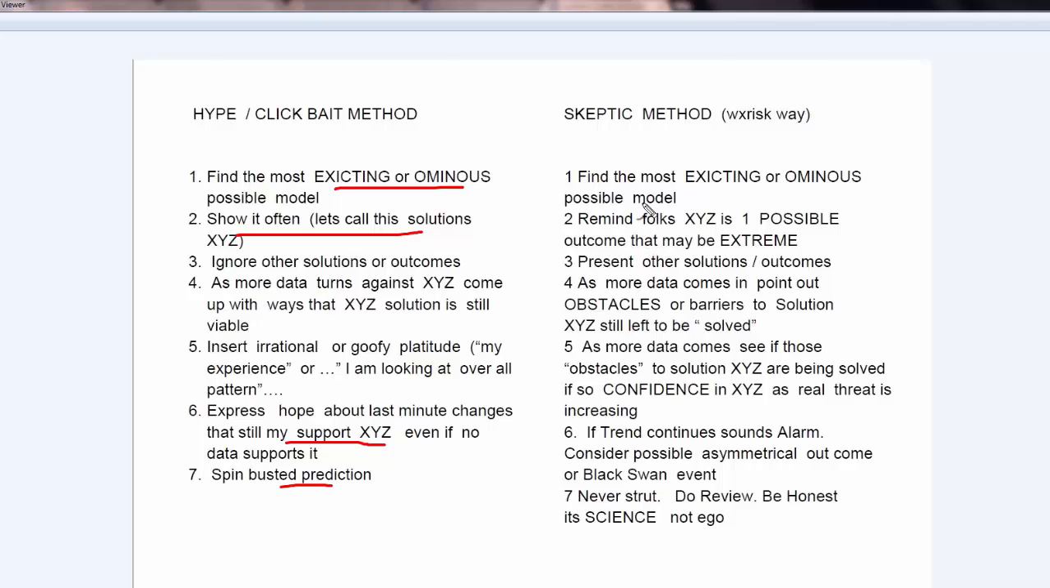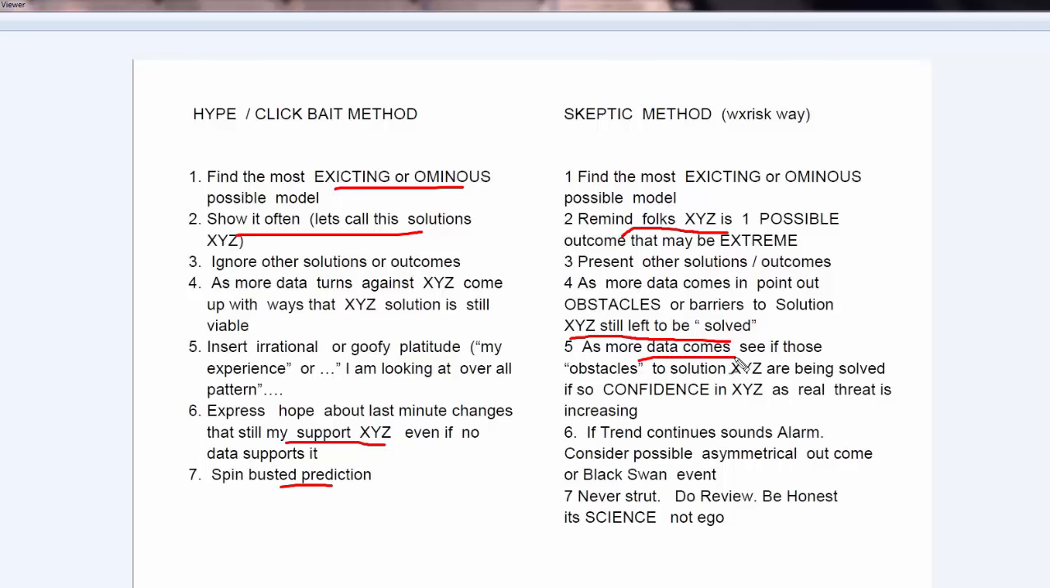Now, in the skeptic method, the weather risk way, again, you will start out by finding the most exciting or ominous possible model, but then you remind folks that solution XYZ is just one possible outcome, which may be rather extreme. You present other solutions and possible outcomes. Then as more data comes out, you point out the obstacles or barriers to solution XYZ and say, well, XYZ can only happen if this happens, if this happens.